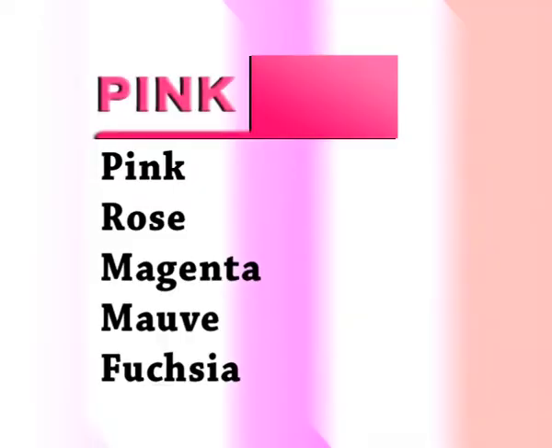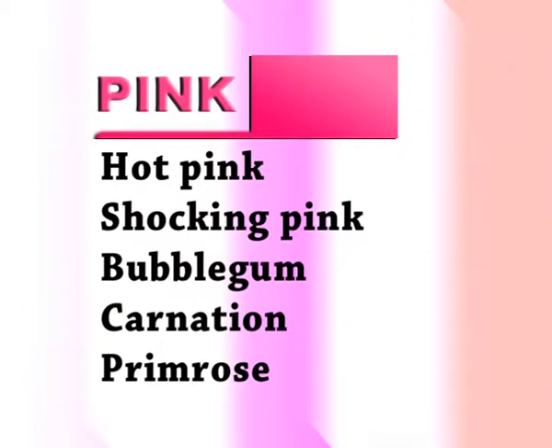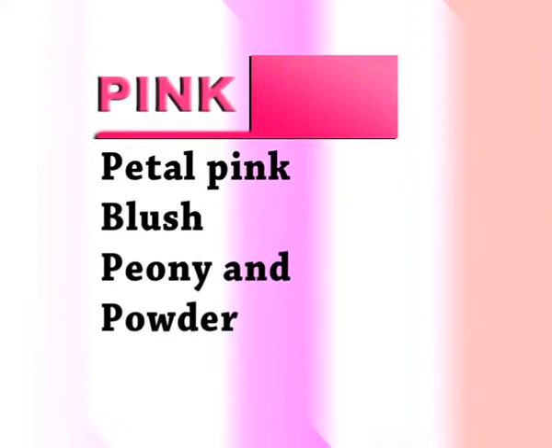Now we move on to pink. Pink in general is interpreted as a warm or hot color. The hues come from the longer wavelengths of the spectrum. Colors from this area of the palette include pink, rose, magenta, mauve, fuchsia, hot pink, shocking pink, bubblegum, carnation, primrose, petal pink, blush, peony and powder.